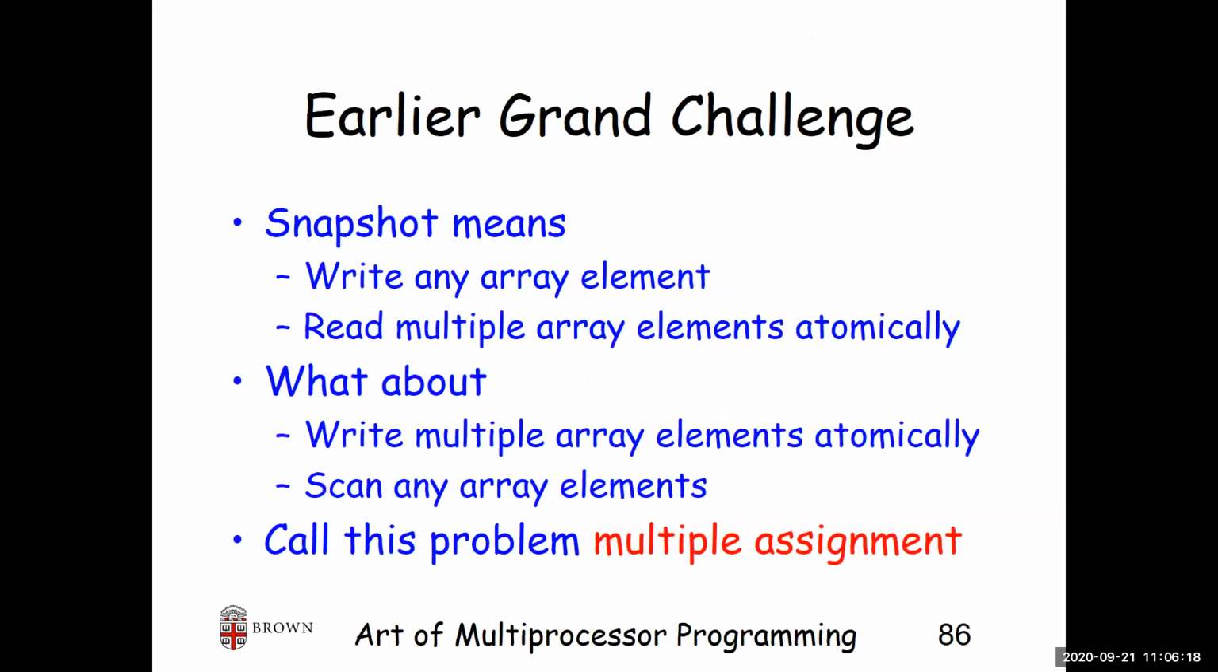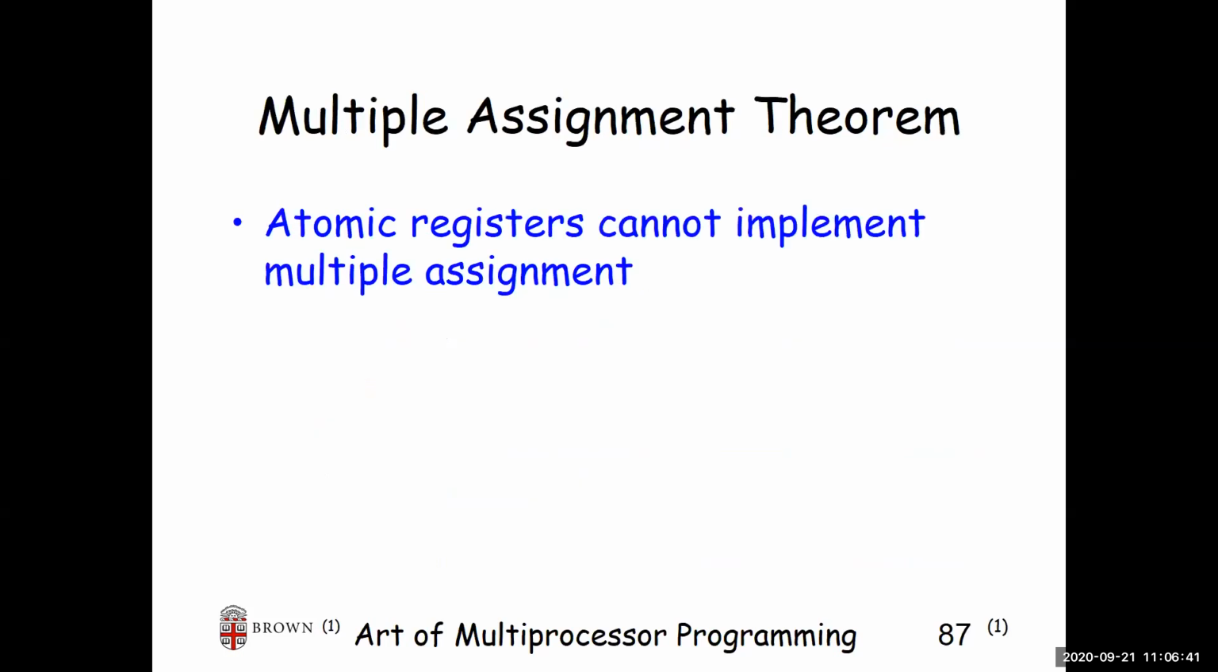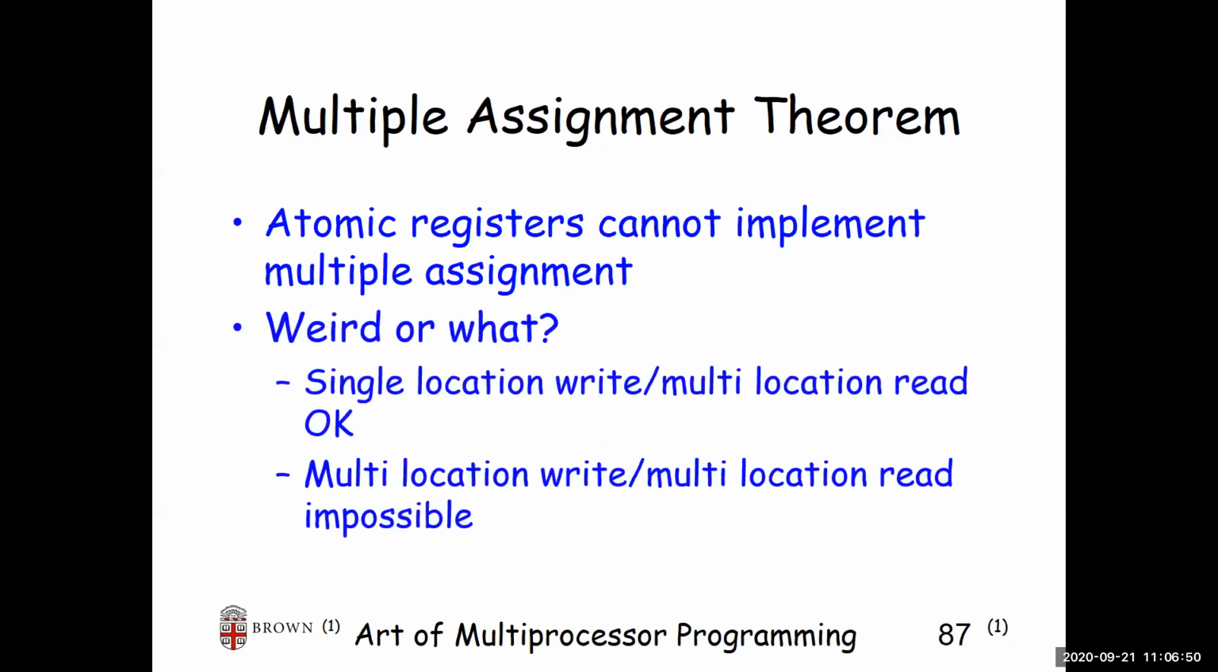All right, so earlier grand challenge, we said snapshot means write any array element and read multiple array elements atomically. What about write multiple array elements atomically and scan any array elements? Call this problem multiple assignment instead of snapshot. And the multiple assignment theorem is that atomic registers cannot implement multiple assignment. Does that seem weird or what? Because a single location write, multi-location read is okay, but not a multi-location write, multi-location read.